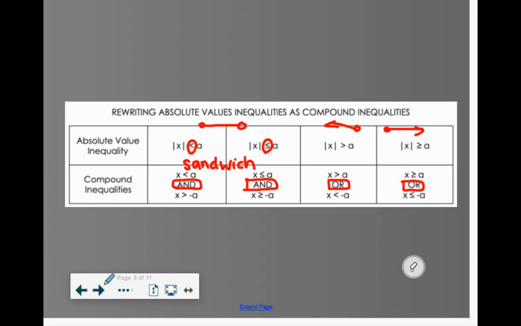I'm going to fix the one on the left. I don't know why my arrow is weird today, guys. Sorry. Okay, so together versus opposite directions. Less than goes closer, so they're going together, and that makes the sandwich. Greater than means you're going away from zero, so they have to go opposite directions.